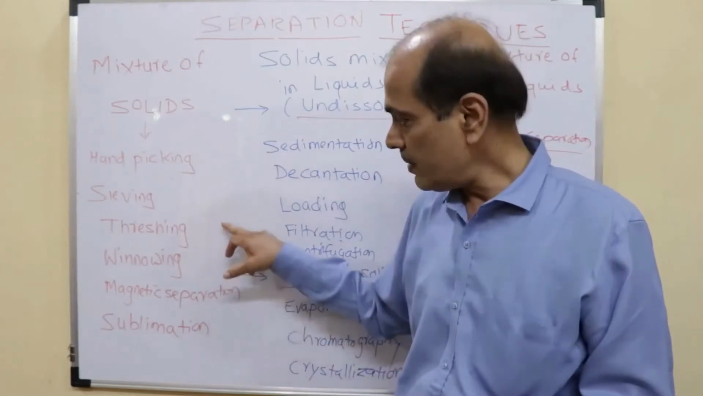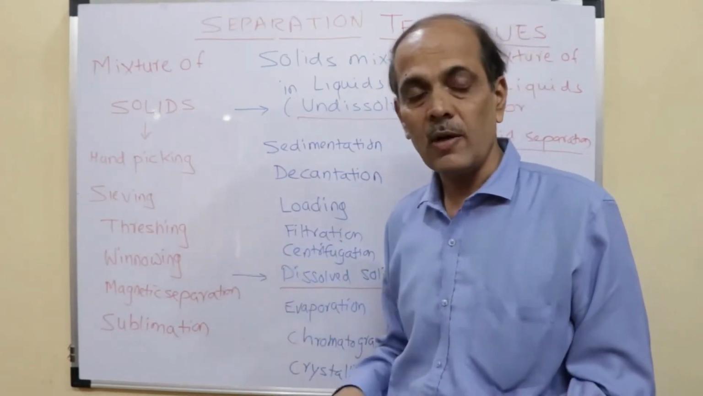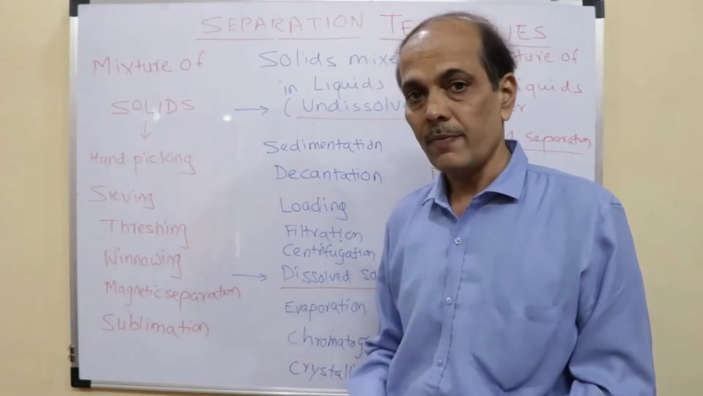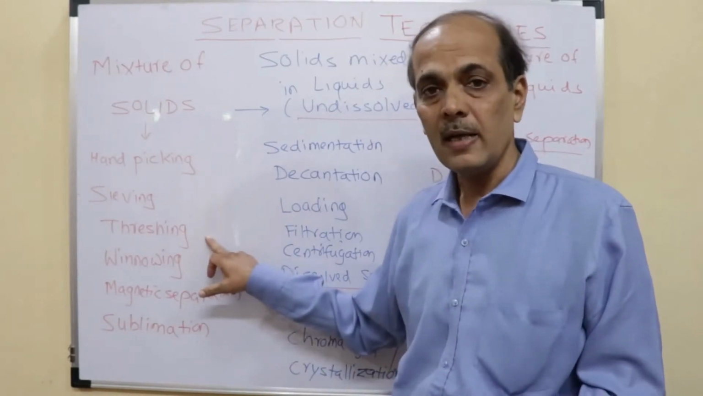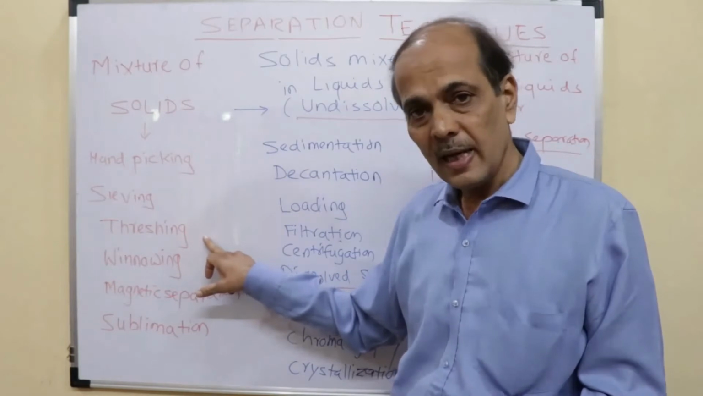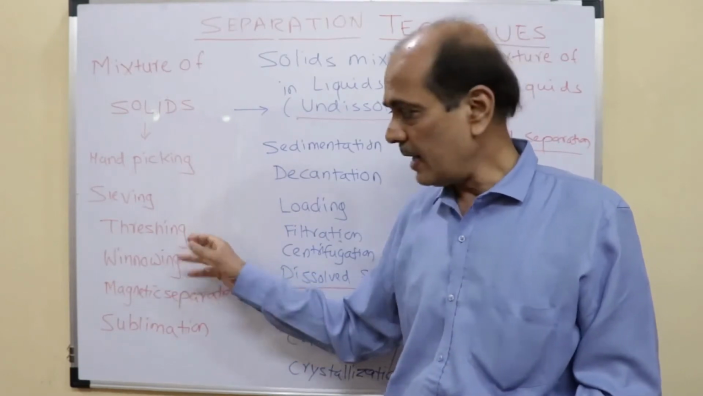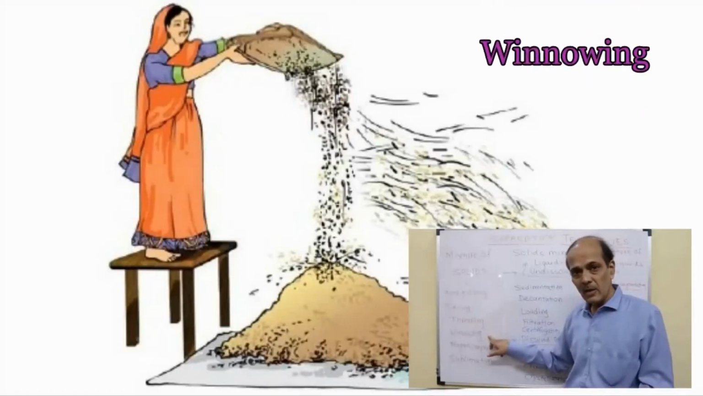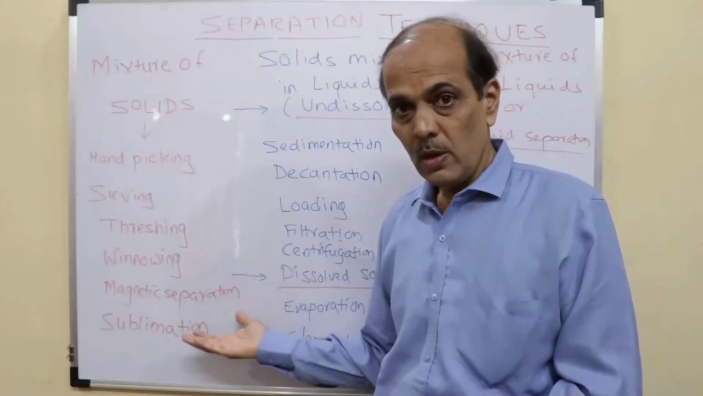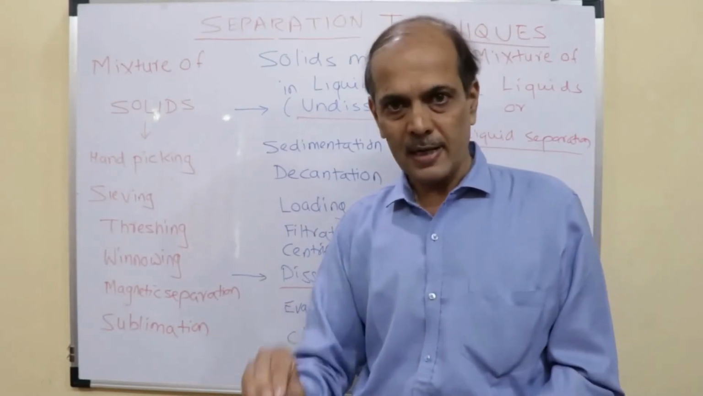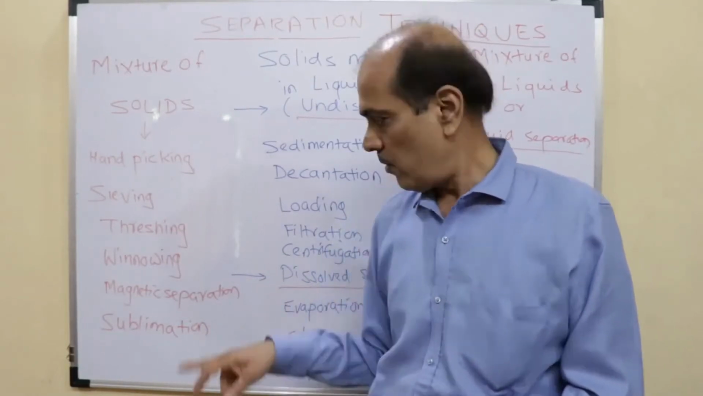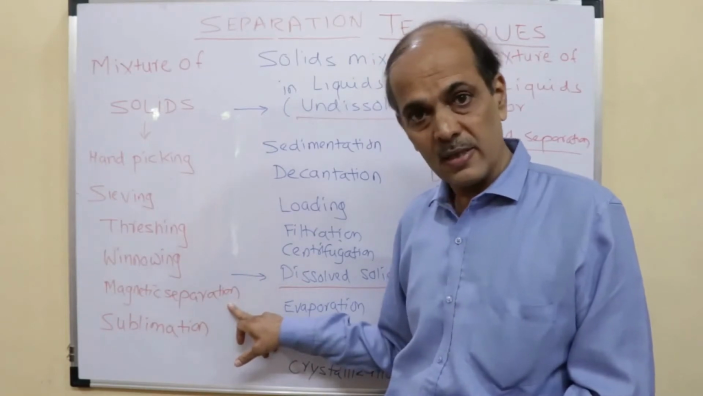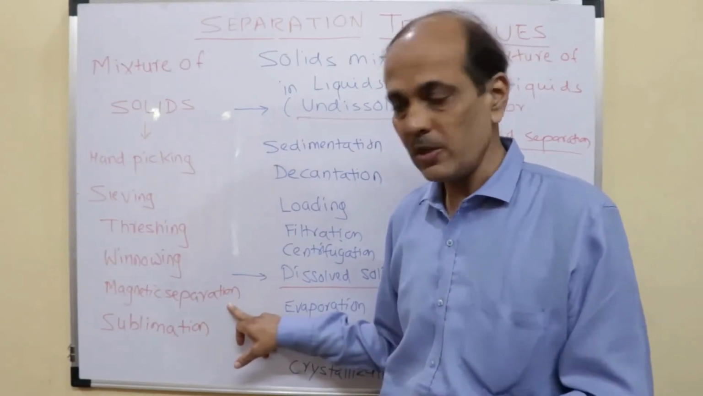Or in farms we use techniques called threshing or winnowing, where the stalks and actual grain are hit against some surface and grain is separated from that stalk. Then using air we blow off that husk and get the grain. So that is one more technique of separation. Or sometimes magnetic materials like iron particles are mixed in some other substance.